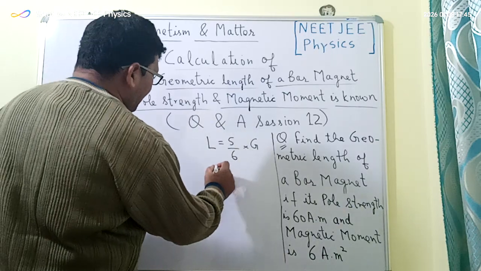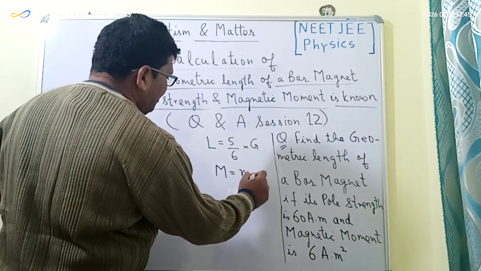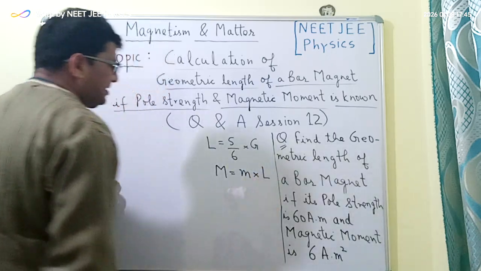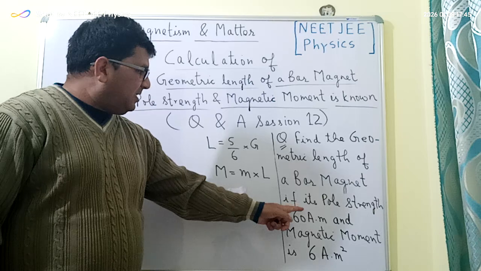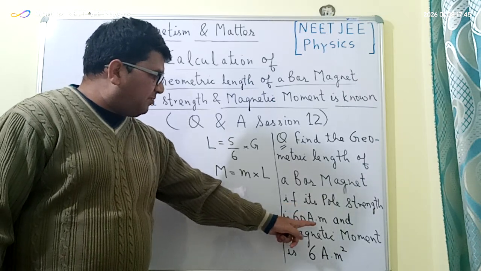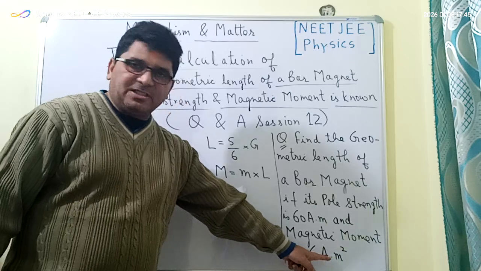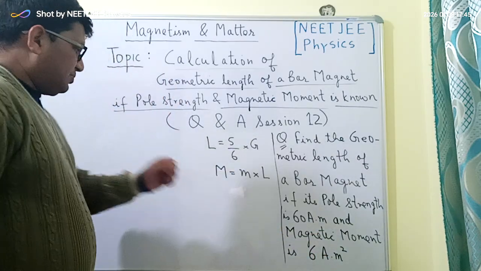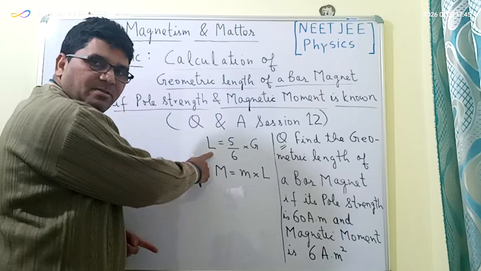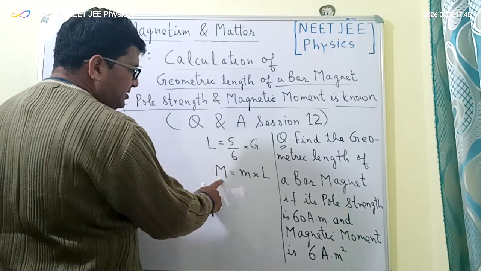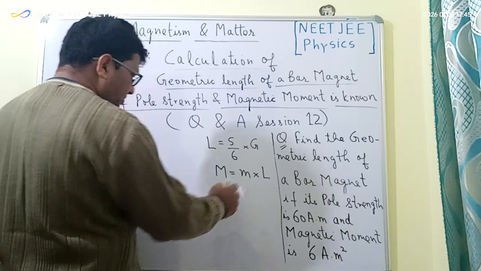And we also know that the magnetic moment of a bar magnet is equal to pole strength multiplied by the magnetic length. So here the question is, find the geometric length of a bar magnet if its pole strength is 16 ampere meter and the magnetic moment is 6 ampere meter square. In order to find the geometric length, we have to find the magnetic length. The magnetic moment is given to us, and the pole strength is also given to us.